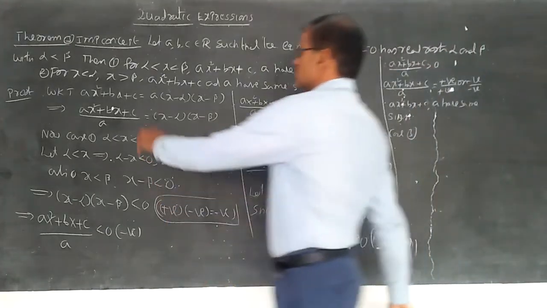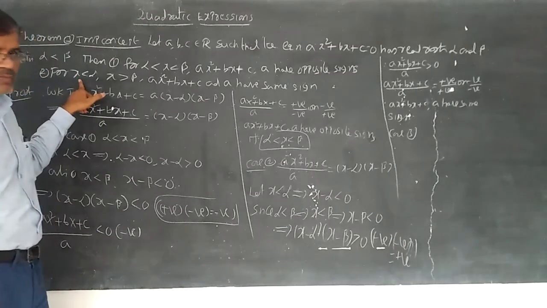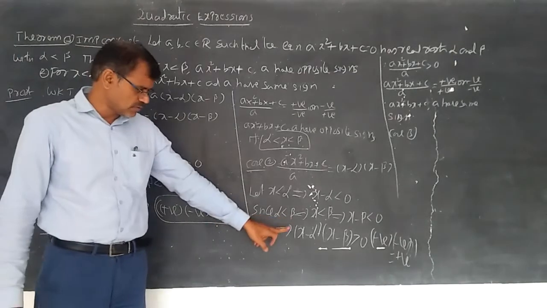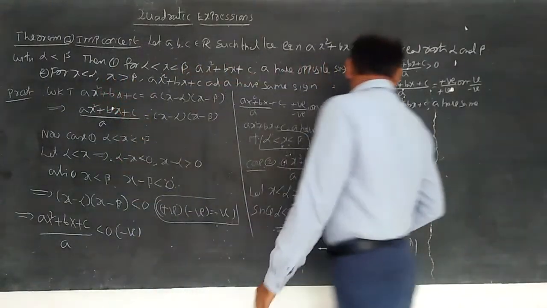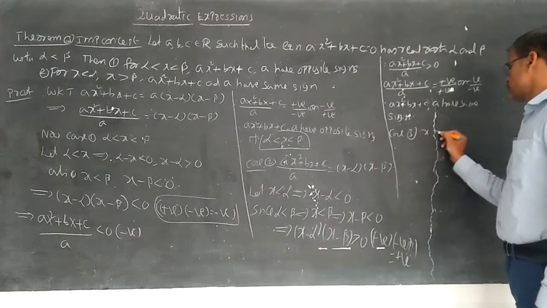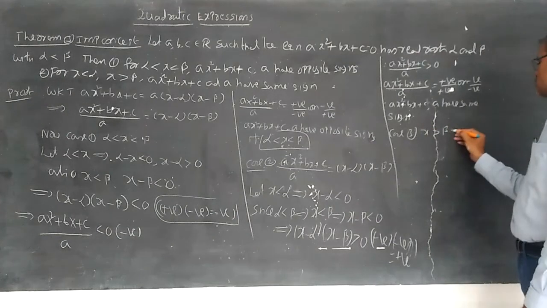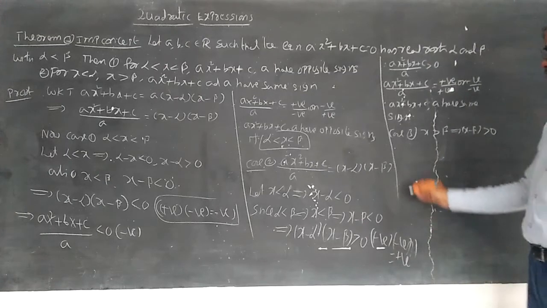Because we did not use here x greater than beta, that is case 3. We have used x less than alpha, and alpha less than x less than beta also. In the similar way we can understand here x greater than beta. Put here x greater than beta. Whenever x is greater than beta, you can write x minus beta greater than 0.